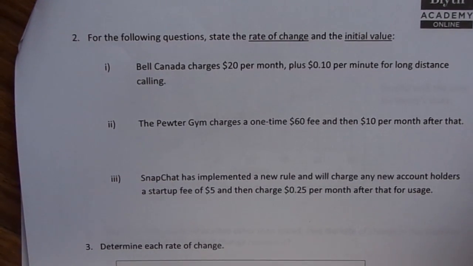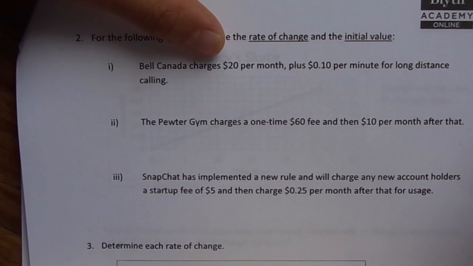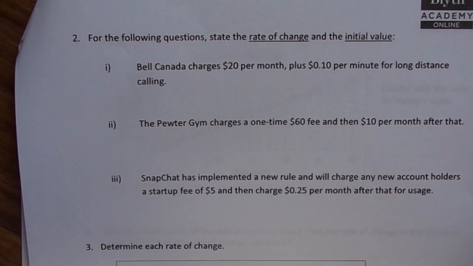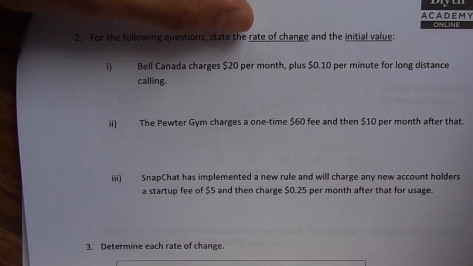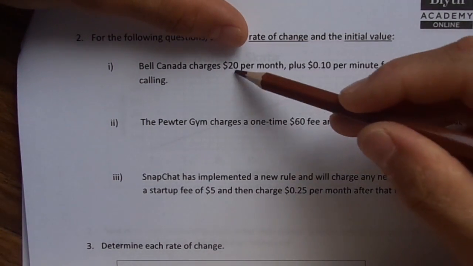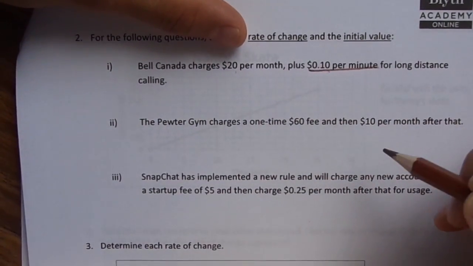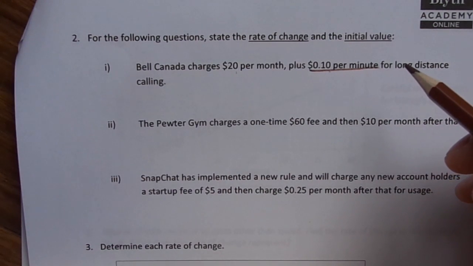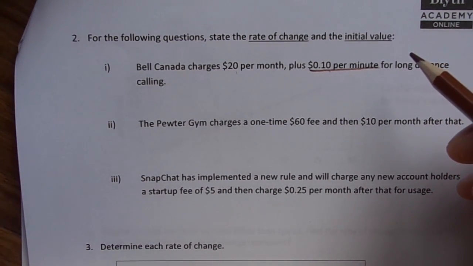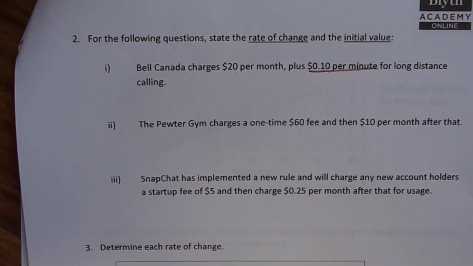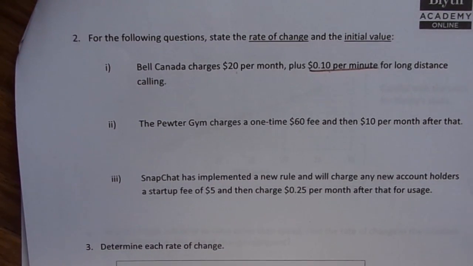Bell Canada charges $20 per month plus 10 cents per minute for long distance calling. It must be a house phone because no cell phone is that cheap. So which number is changing? Now we are talking about a per month bill. So if you have a cell phone, you know you pay once a month. Okay, so per month they charge $20 plus 10 cents per minute. Given that, we know that this changes based on how often you use your phone, how many minutes you use your phone. Okay? Which means that is the rate of change. That is what is changing.